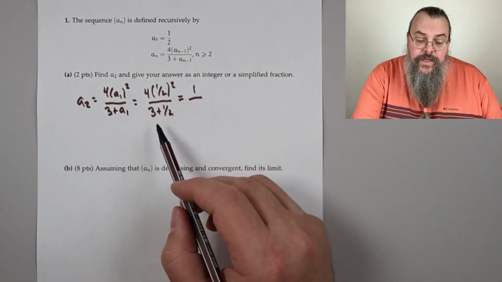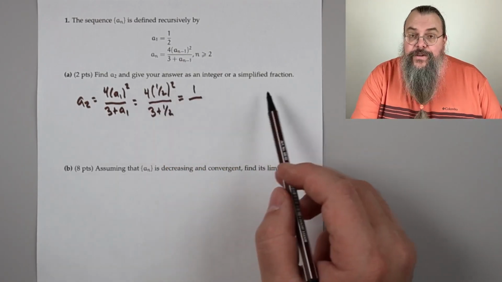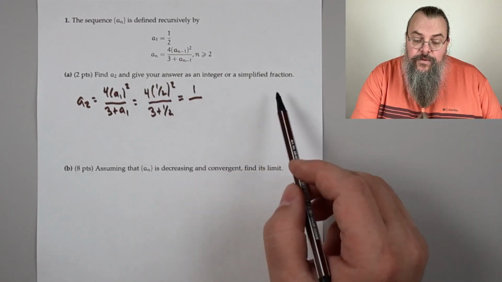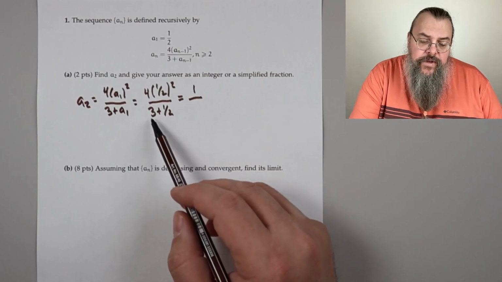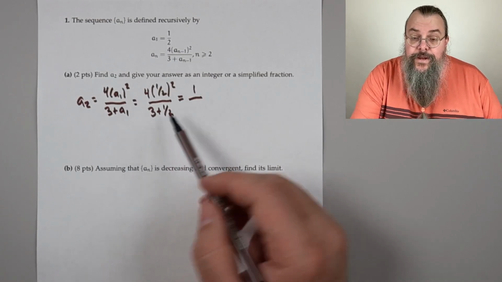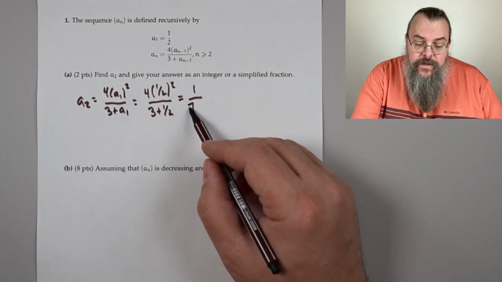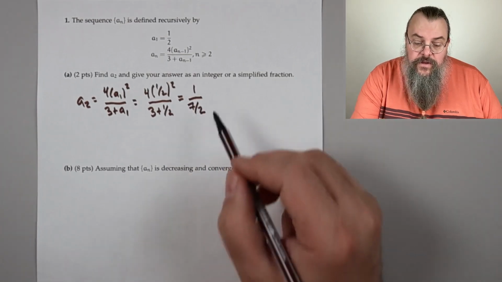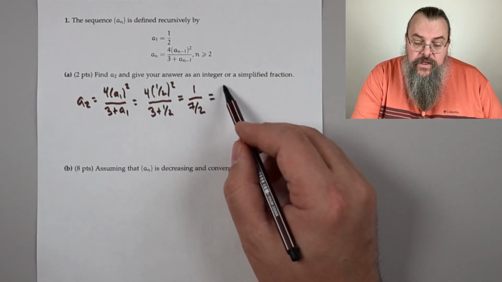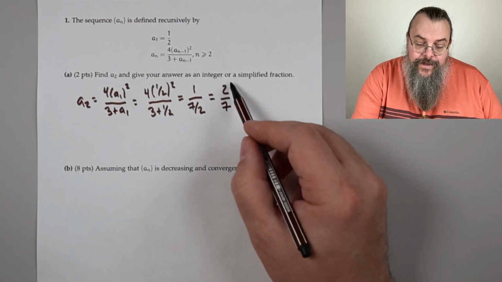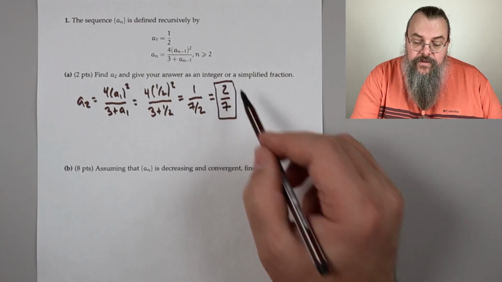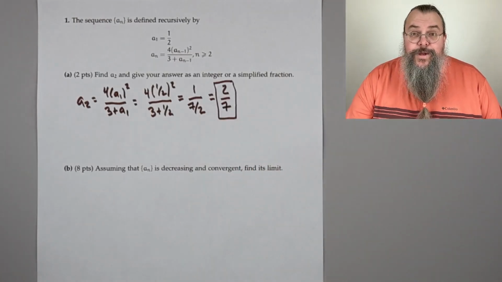Now, we've got to keep simplifying, right? Because it says give your answer as an integer or a simplified fraction. What about 3 plus a half? Well, 3 is 6 halves, and 6 halves plus 1/2 gives us 7 halves. Or, if we flip, that would make it 2 sevenths. And there we go. That's very simplified. Nothing more that we could do to make that fraction nicer.